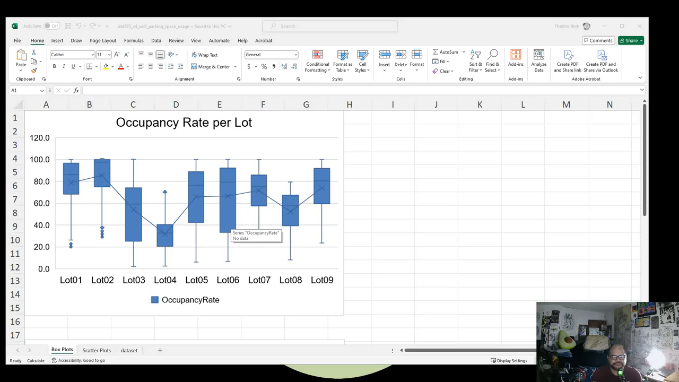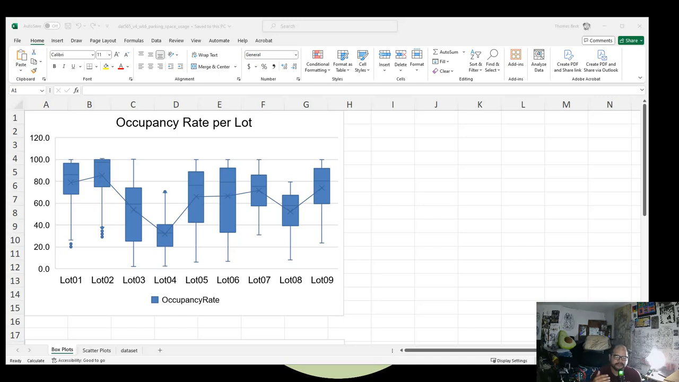So looking at this first chart right here, this shows the percentage of occupancy in each of the different lots that we have here. As you can see, Lot 1 and Lot 2 are the ones that get the largest amount of occupancy. Probably Lot 4 is in a location that either is not accessible, or people just don't like to park there. Maybe it's far away from where it's accessible to the rest of the stuff.